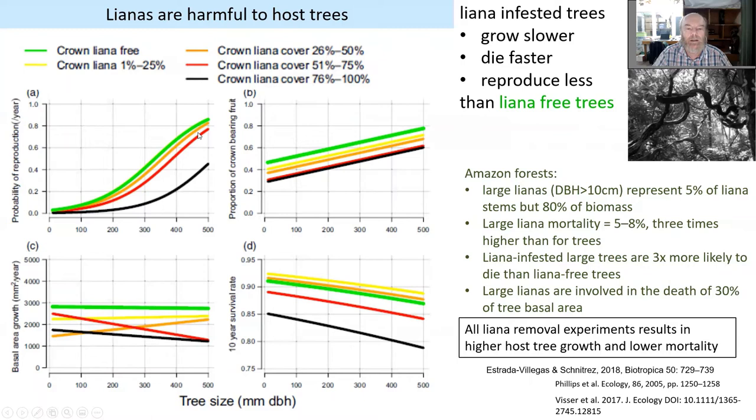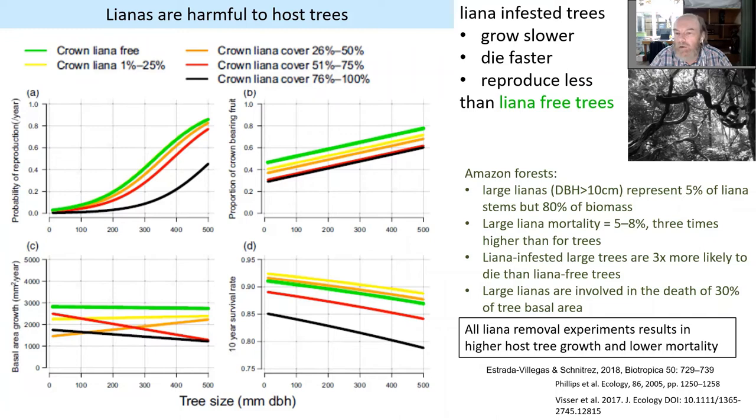Proportion of crown bearing fruit, which is approximately the reproductive output of the tree. Then the growth rate of the trees. So in this case, again, the green line is on the top, so that's fastest growth. And then although here the relationship with tree size is not uniform, and then survival rate in 10 years, again, especially for larger trees and especially for heavy liana cover. So there are clear signs that lianas are very important, but are basically virulent. When we think of parasites, then virulence is how it damages the host.